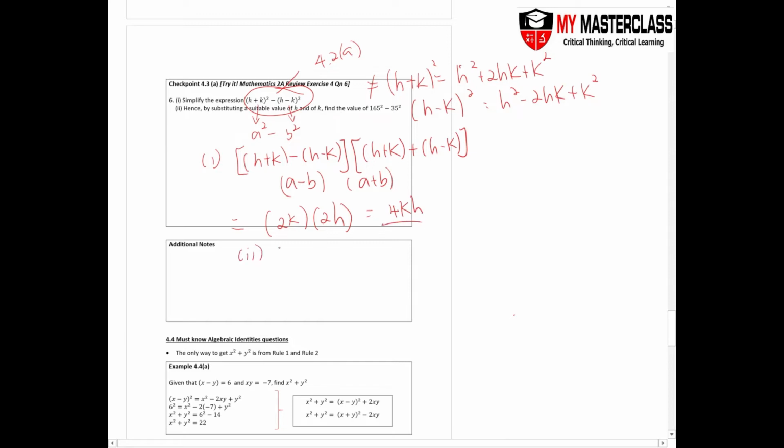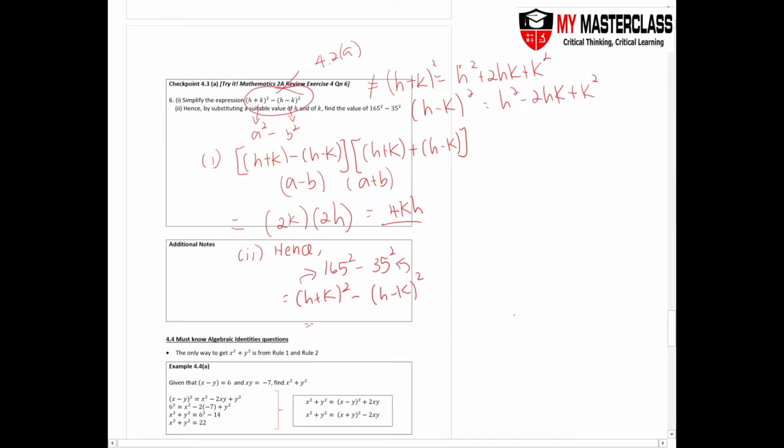So part 2, let's do the hence portion. Find the value of 165 square minus 35 square. You see, they ask you to use hence, right? So you apply the same thing. Therefore, it is h plus k whole thing square minus h minus k whole thing square. This is telling you h plus k is 165, h minus k is 35.